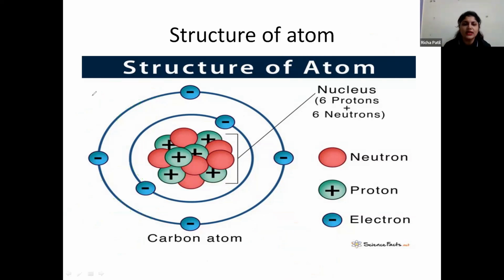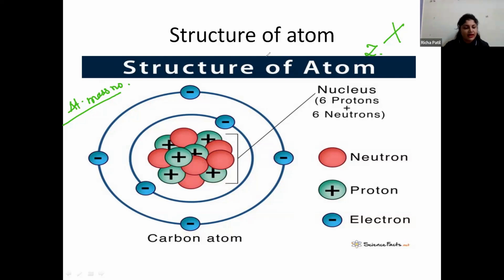So this is your atomic number. What is atomic mass number? Now this atomic number, for element X, is represented by what? Z. Atomic number is represented by Z. What is atomic number? Total number of protons or total number of electrons.